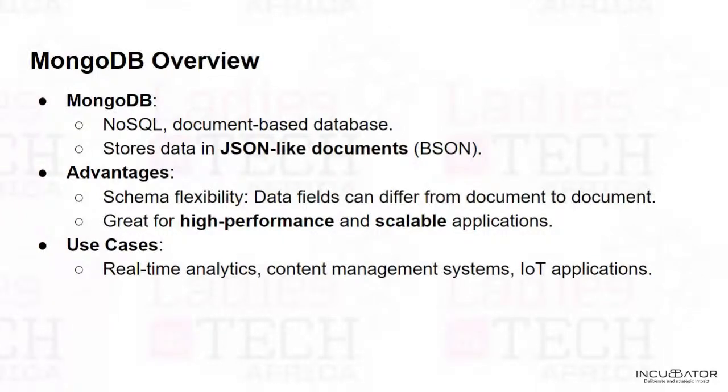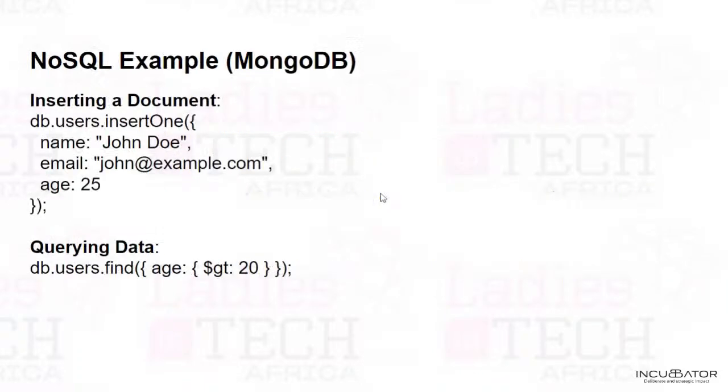Advantages: schema flexibility. Data fields can differ from document to document. Great for high performance and scalable applications. It's actually very, very fast. Use cases: real-time analytics, content management systems, IoT applications. I'm not sure those are the ones that actually use all these things, but you can use it for pretty much anything. Do you get? You can use it for pretty much anything you use SQL for.